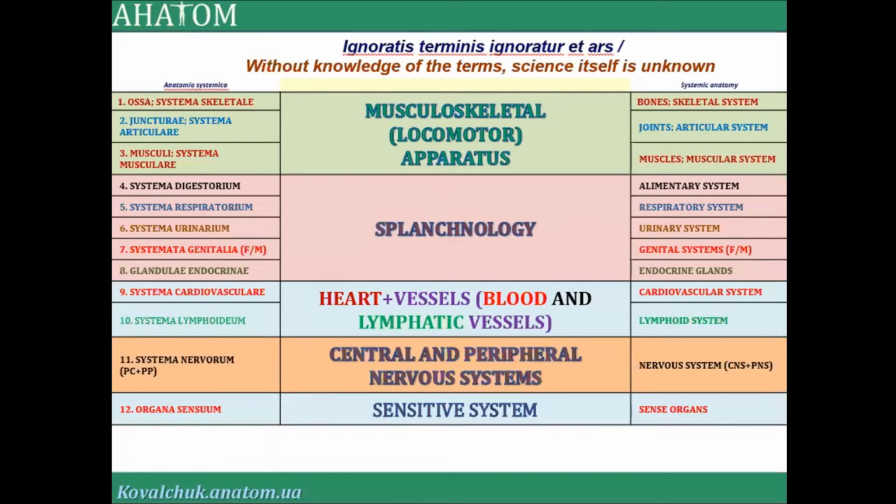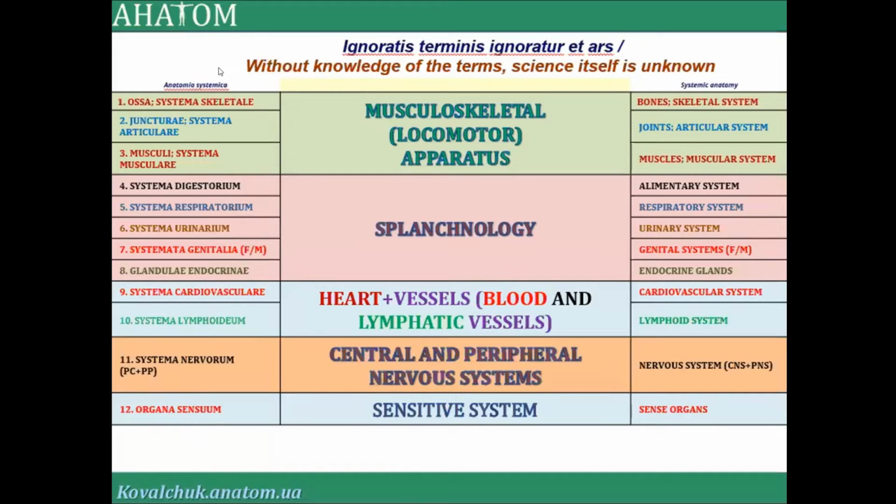Next one is splanchnology. Now you studied part of this splanchnology: digestive system, respiratory, urinary, genital, and endocrine glands. In splanchnology, next it's the cardiovascular and lymphoid system. Together it's the heart and vessels, blood and lymph vessels, blood vessels being arteries and veins, and the nervous system, central and peripheral nervous system, connected with sense organs.